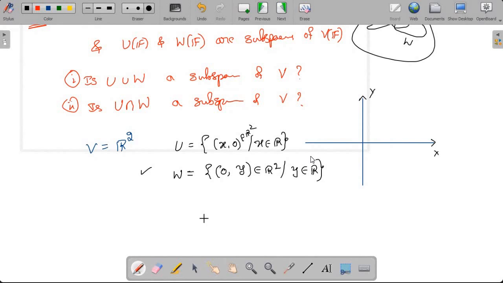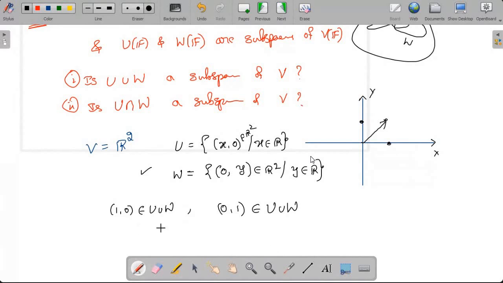All right. Now you do one thing. You pick up one element in W and another element in U, and you add these two. So when you add these two, the resultant will be here. Now it is going away from the union. Are you getting it? What I mean, (1, 0) is an element of U union W. Why? Because it is there in U. And similarly, (0, 1) is an element of U union W because it is there in W.